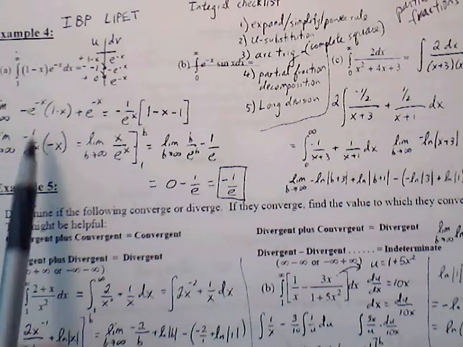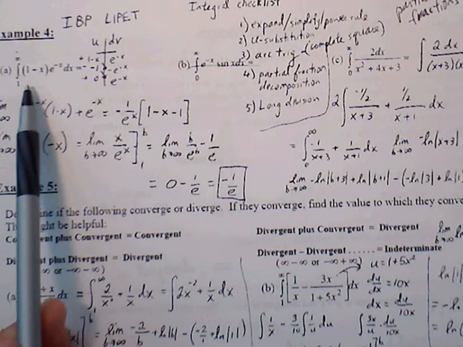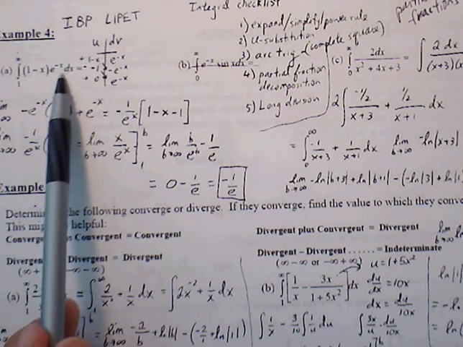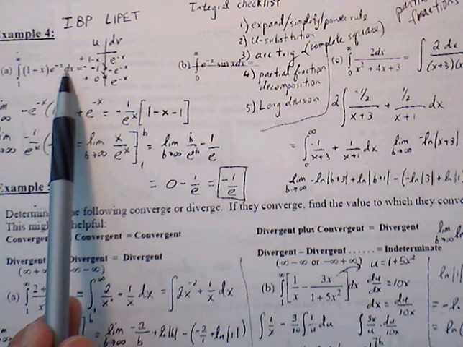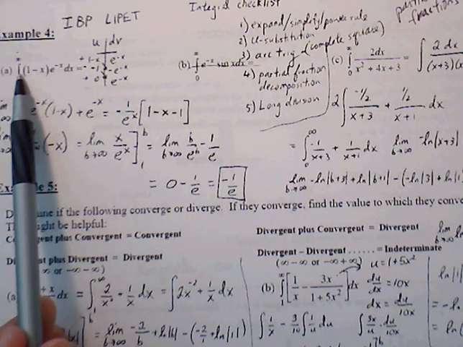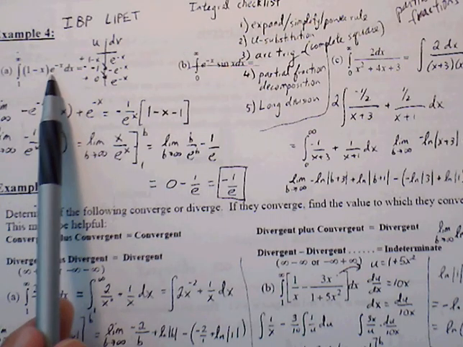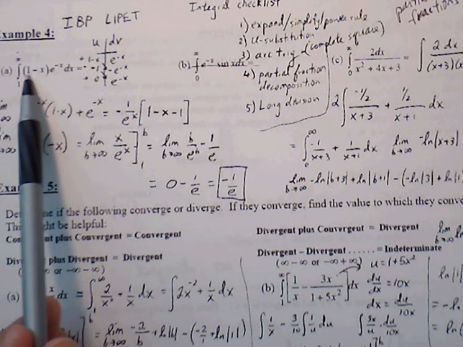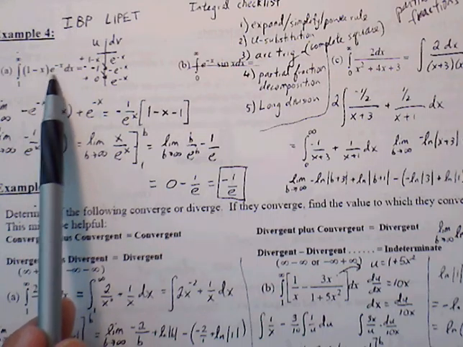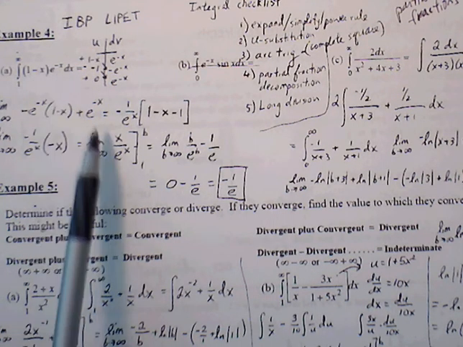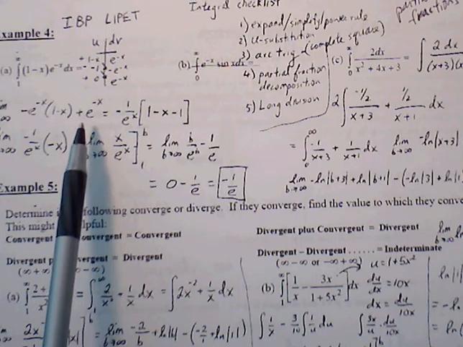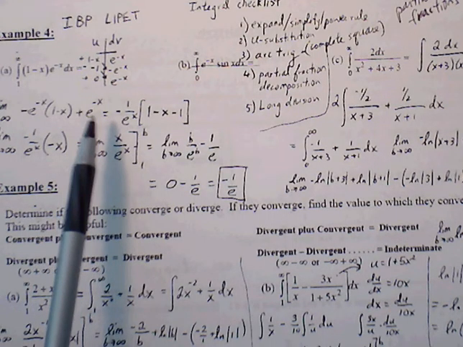Okay, let's look at a couple from the back page here. Example 4. We have the integral from 1 to infinity of (1 minus x) times e to the negative x. Notice that we have two pairings of different types of functions. We have polynomial, or algebraic, and we have exponential. So maybe the best way of working with these two types of functions is to go through integration by parts.